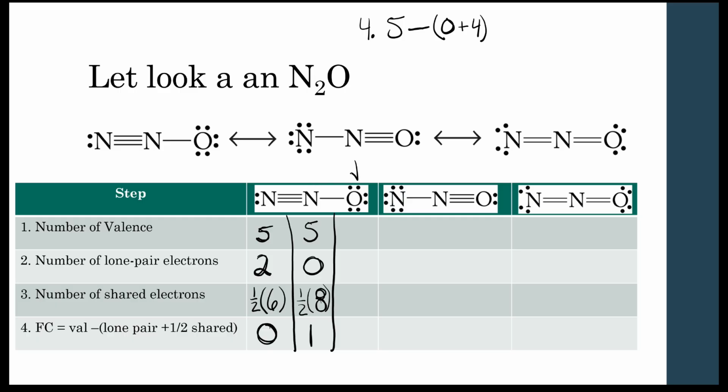And then for this oxygen right here, oxygen has 6 valence electrons. Number of lone pairs, he's got 2, 4, 6 lone pairs. And then number of shared electrons, he's sharing 2. And then again, eventually we're going to take 1/2 of that. So calculate the formal charge for oxygen: 6 minus 6 plus half of the shared, which is 1. So 6 minus 7 is a -1.